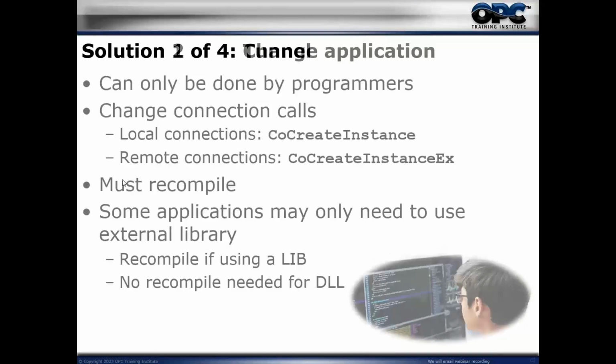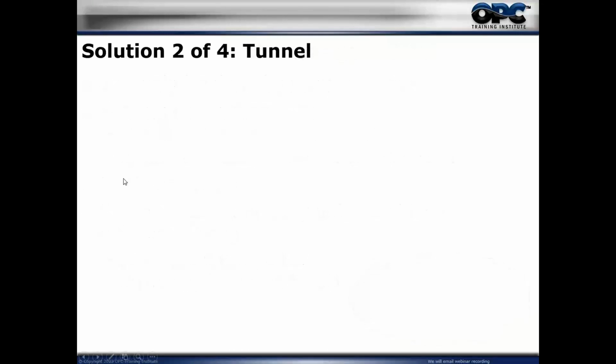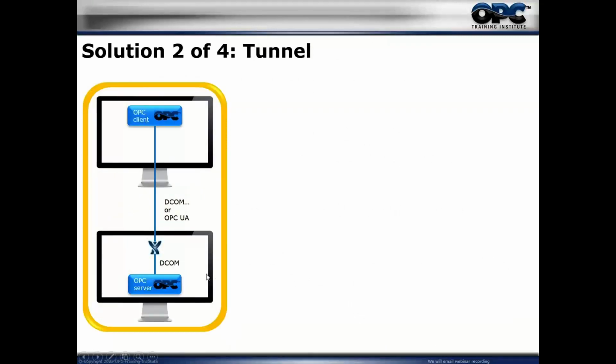Second solution. This is not a solution for programmers. This is something that anybody can do, and you can tunnel. In this case, for example, and this gets back, Paul, to your question a little bit earlier on, you can see in this case, the OPC server is the one that has a problem. The client is okay. So we put the tunnel right here. This is a half tunnel situation.